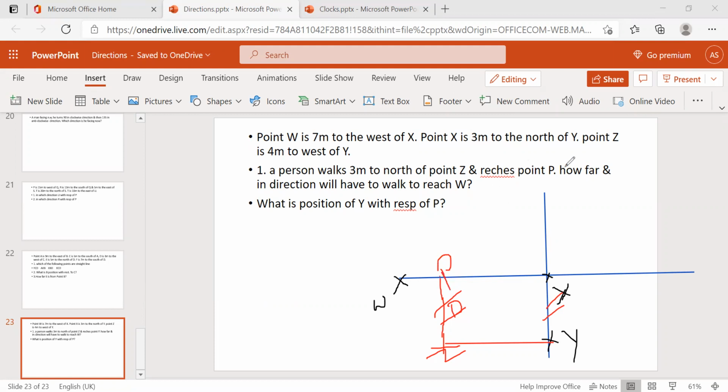Okay, from which direction do you have to walk to reach W? Which direction do you have to walk? West. They are not asking the distance. Second one, what is the position of Y with respect to P? With respect to P, they are asking. This is not east or south, this is nothing but southeast.